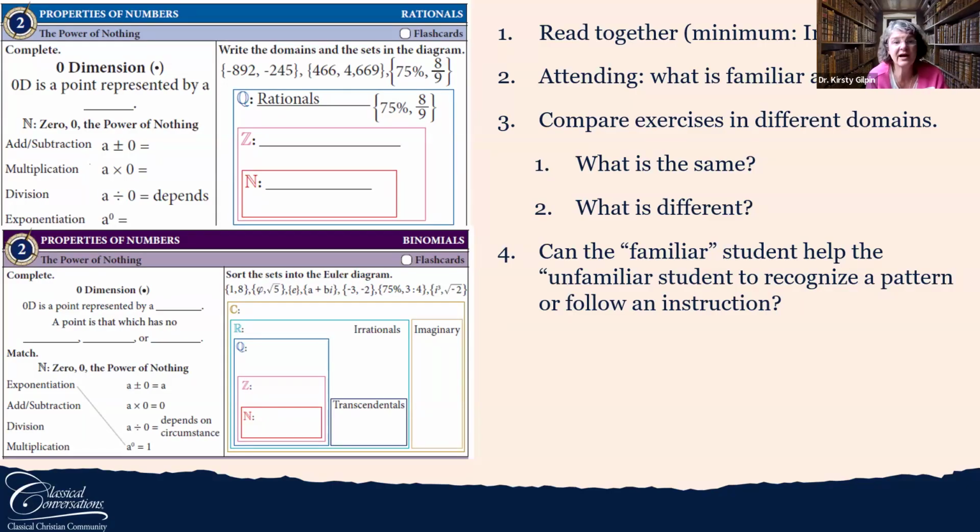But that's good. So we see there what's the same, right? That they have that Q, Z, and N, that piece of it fits into what's there. So what's different? What does binomials have that's different? They have the top, the complex and reals. Yeah. And what else? Reals, complex, transcendentals, imaginary, irrationals. Yeah.